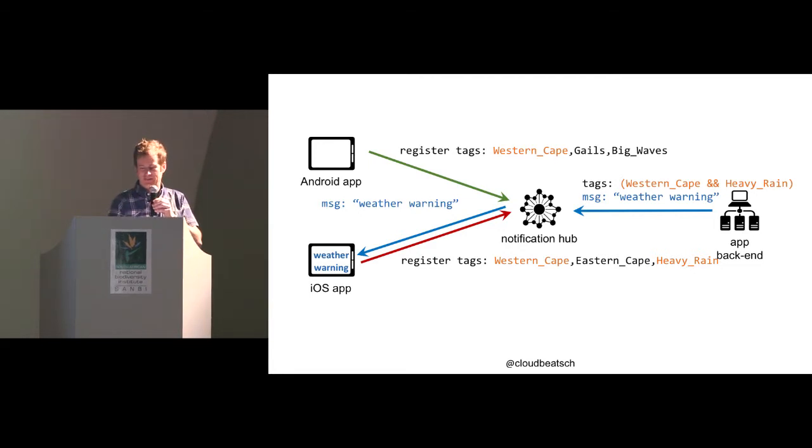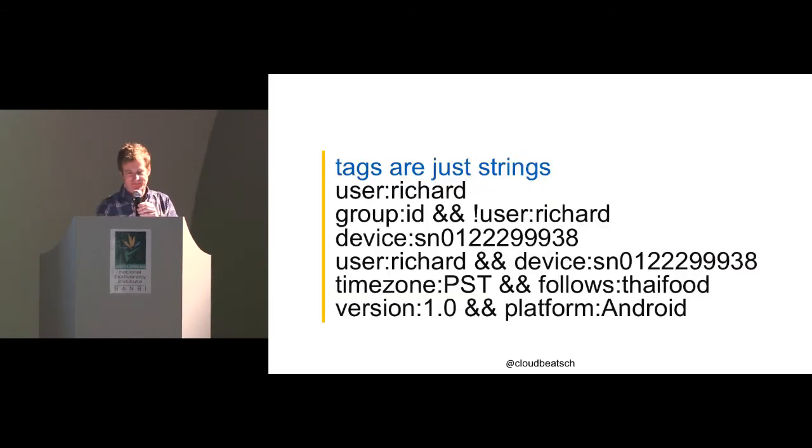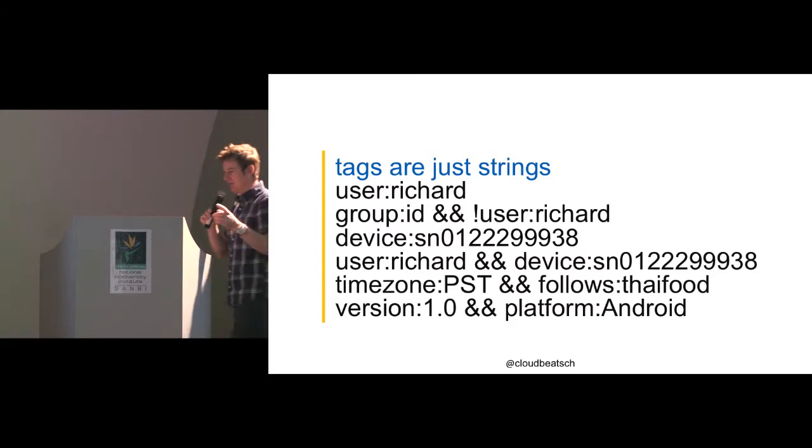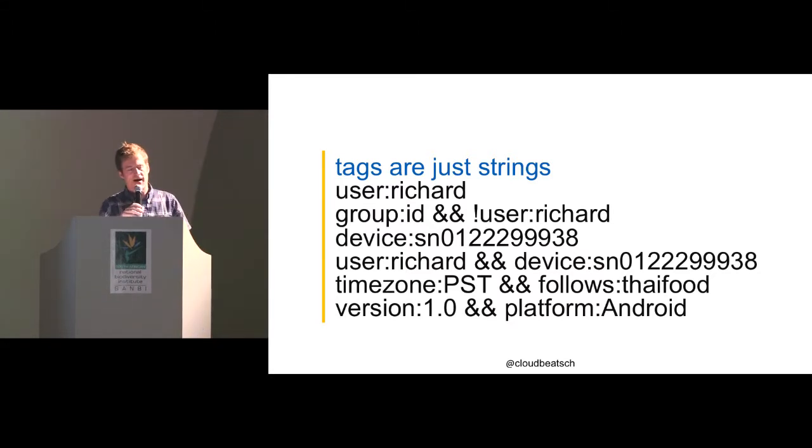Start to think about the capability that we introduce with expressions. Expressions are just strings. You can build the strings yourself, which means I just used, for instance, here a colon to separate the tag name and then the actual tag value. But they're one tag. But I can do very interesting things with this. So for instance, I can send a message to one particular user by saying, user is Richard.